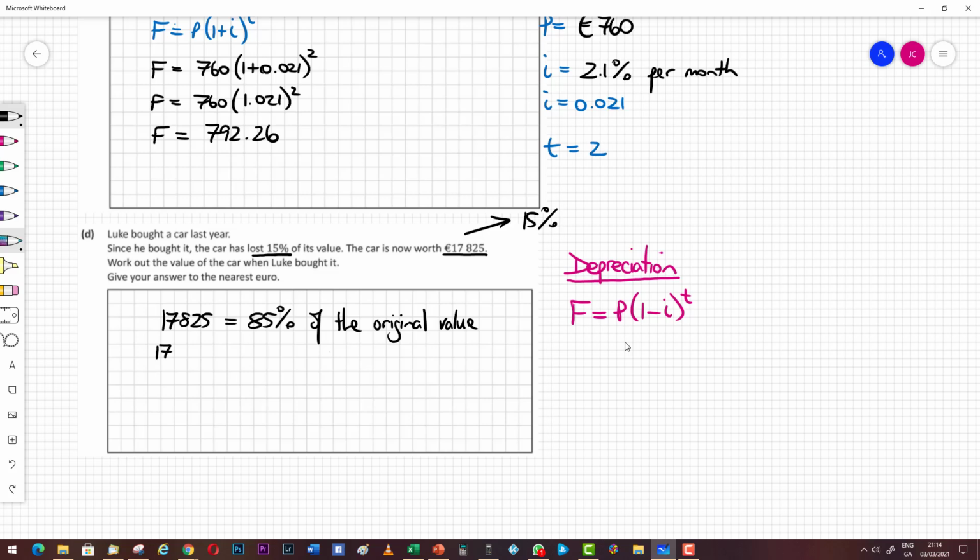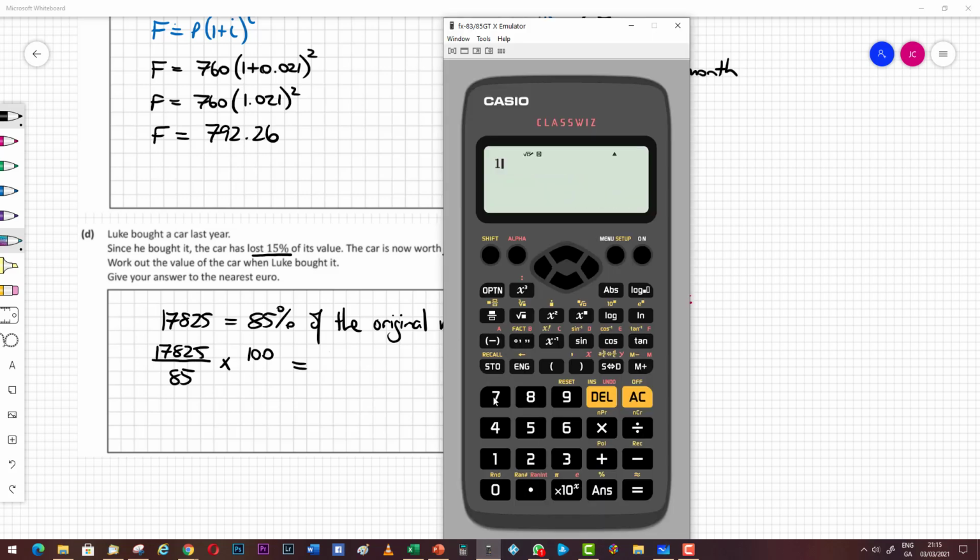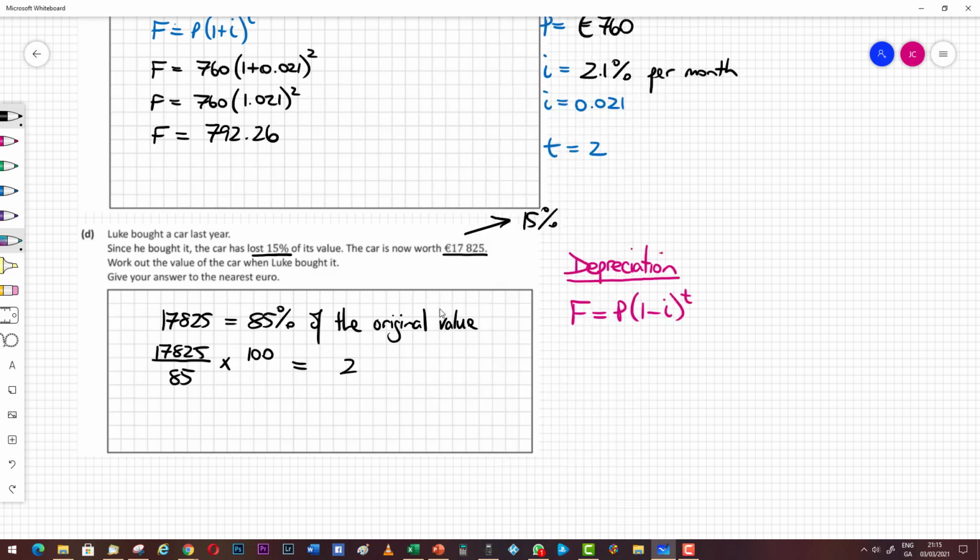How do we do that? Well, to find 1%, we can divide 17,825 by 85, and then we'll multiply it by 100 to get it back to 100%. So if we take out our calculator, we have 17,825 over 85, and then we're going to multiply that by 100 to make it 100%, and we get 20,970.58. Now it says to the nearest euro, so I'm just going to round that up to 20,971.